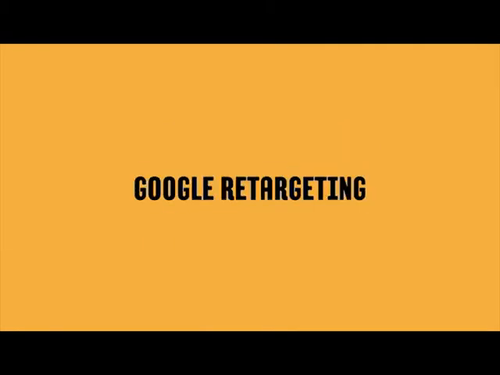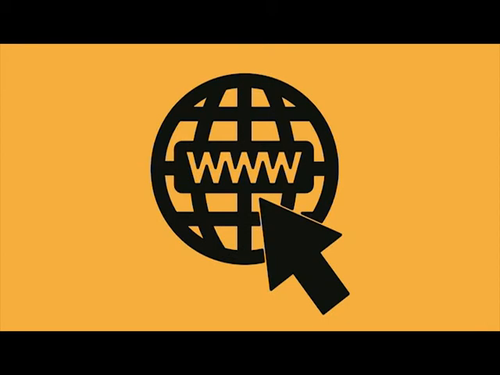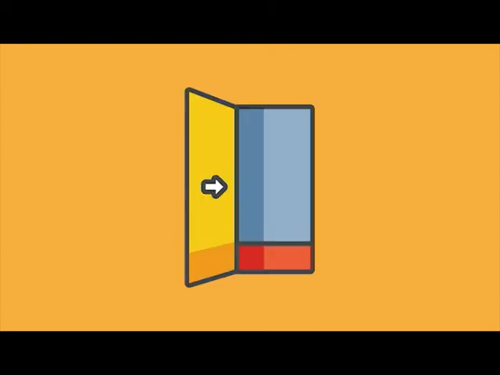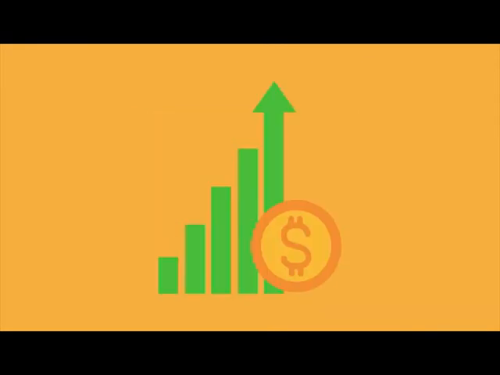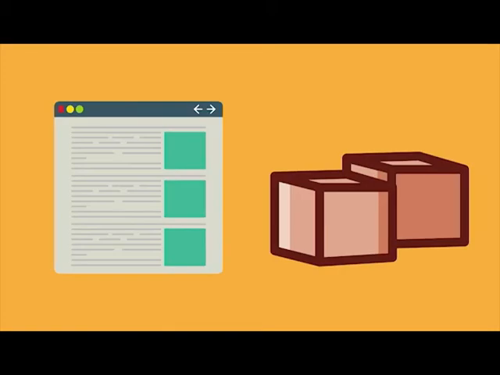Now let's talk about Google retargeting. Pixel-based retargeting allows your website to display ads to any user after they've left your website, whether or not they've left any contact information. The main benefit of these ads is that Google Ads can display very specific ads based on a particular page or product that user was visiting.